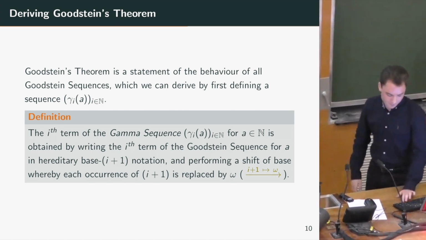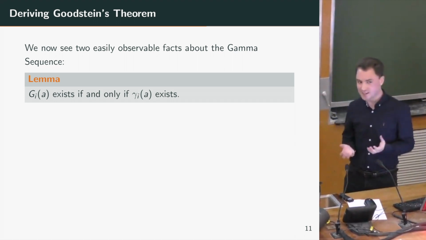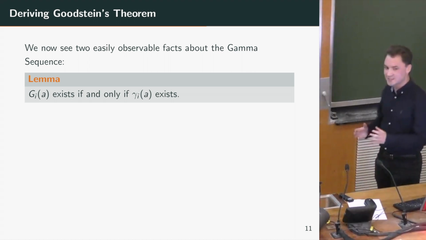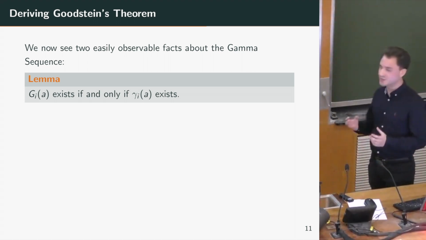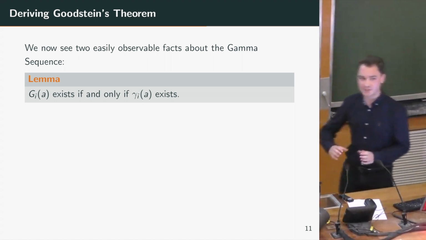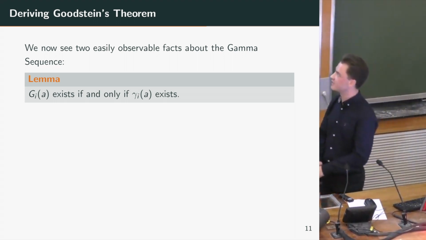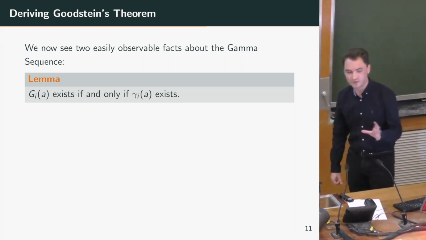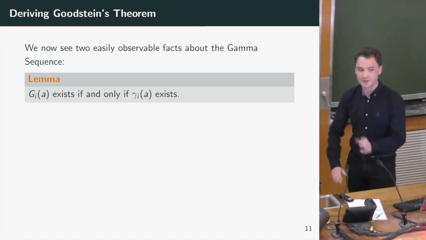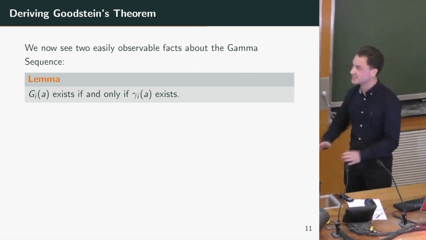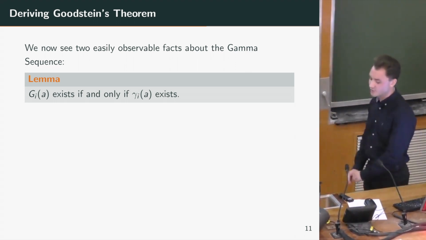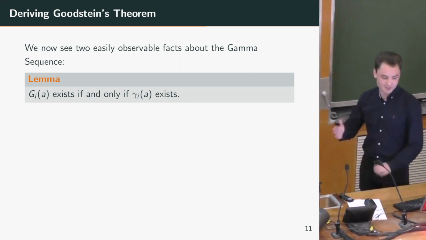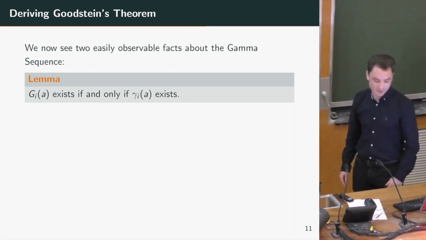And it's really nice to be able to define this sequence because there's a couple of observations we can make about it. So firstly, just by construction, we use the ith term of the Goodstein sequence to define the ith term of the gamma sequence. And so if the ith term of the Goodstein sequence doesn't exist, so for example, if we considered the fifth term of the Goodstein sequence for 2, which we saw would be -1, so it just doesn't exist, there's nothing to define that ith term of the gamma sequence from. And so it just simply can't exist. And there's a similar argument vice versa, which makes it an if and only if statement, which is really nice to have.